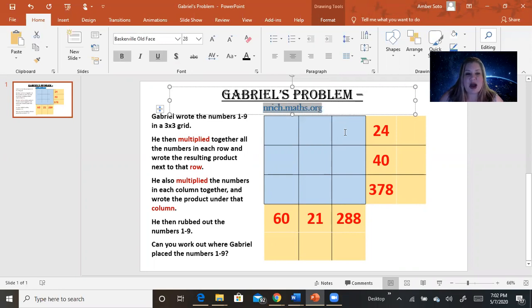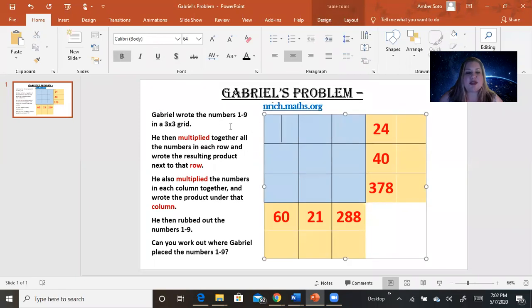Okay, so I wanted to first go over the problem really quickly. It says Gabriel wrote the numbers 1 through 9 in a 3x3 grid. He then multiplied together all the numbers in each row and wrote the resulting product next to that row. He also multiplied the numbers in each column together and wrote the product under that column. So all the numbers 1 through 9 that he put in this 3x3 grid, if you multiply across the row, the number at the end is the product. If you multiply down the column, the number at the bottom is the product.